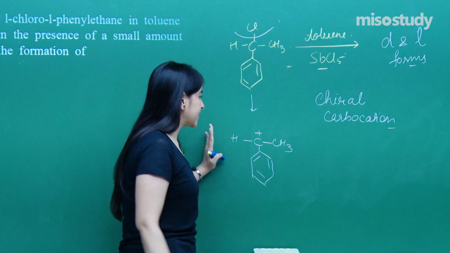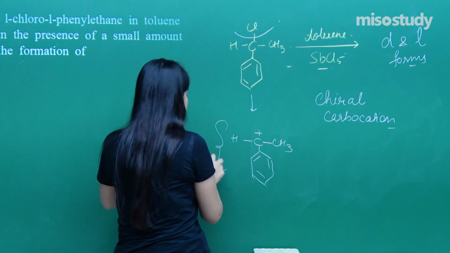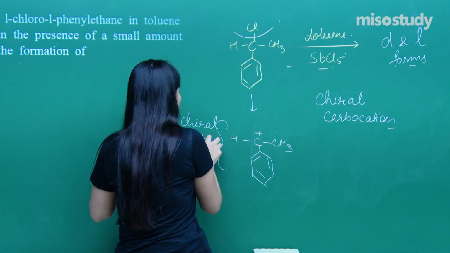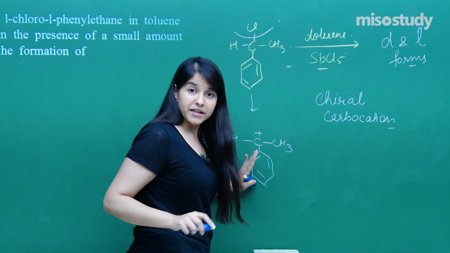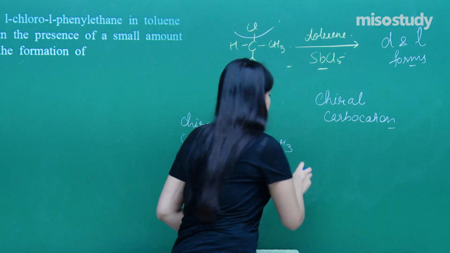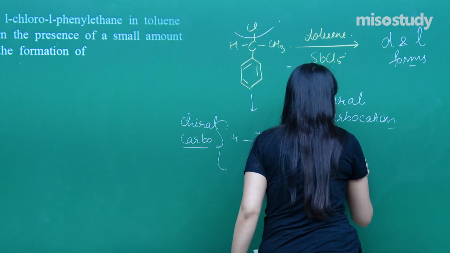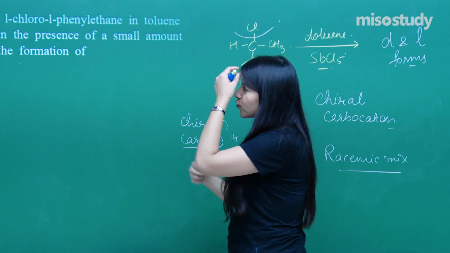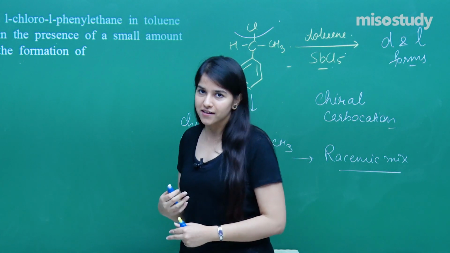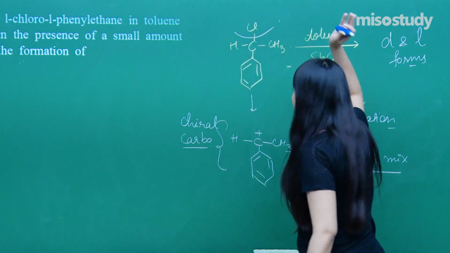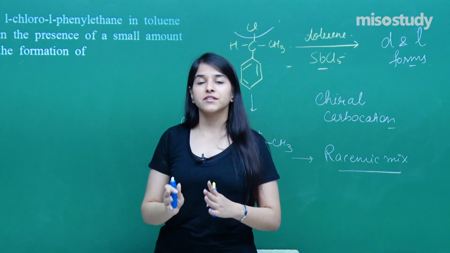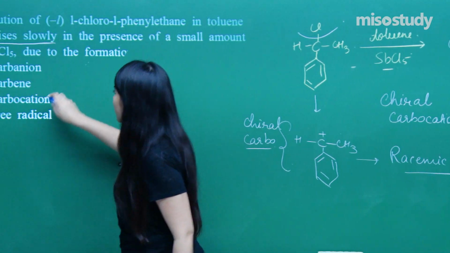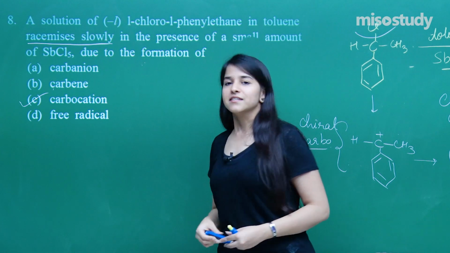That is the intermediate step. This is nothing but a chiral carbocation, and that is the only intermediate species which will result in a racemic mixture. Pretty simple. You need not go on to the options to look for the answer, but you finally got the answer. This very thing, the racemization, happens only in the case of formation of carbocation. So I hope you all have got the answer here, that is C.